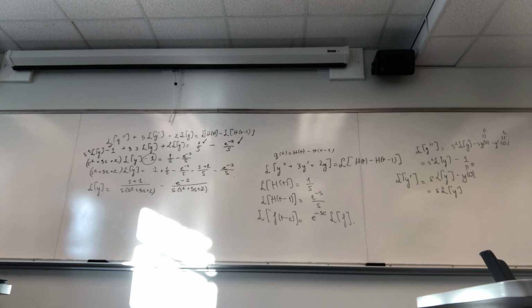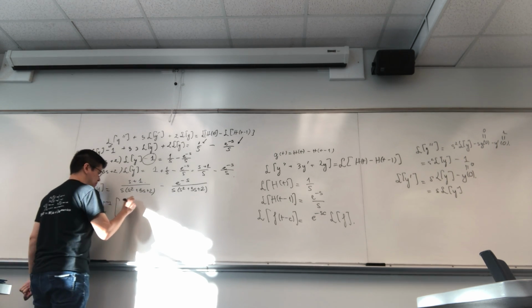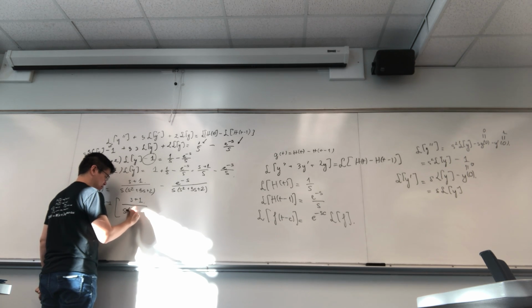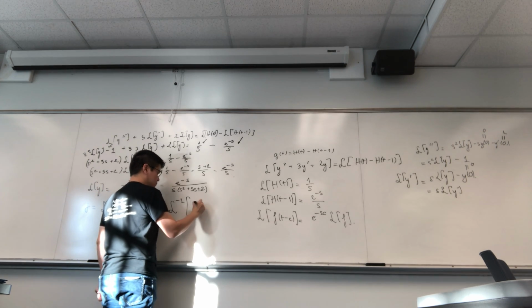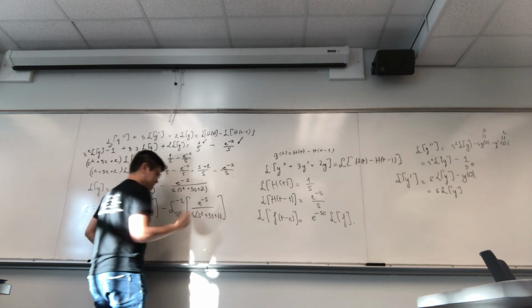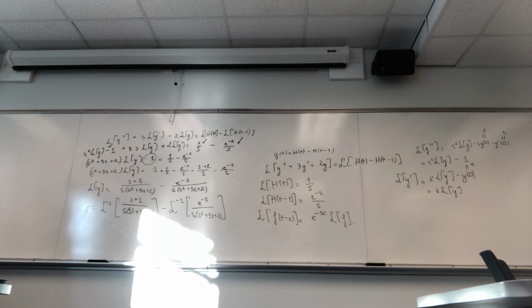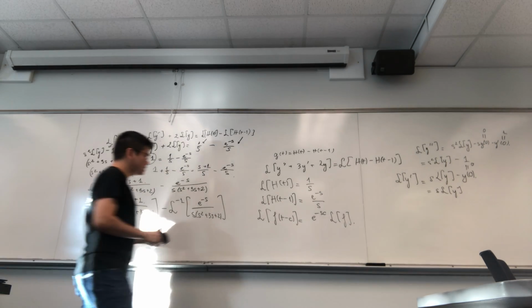Take the inverse Laplace transform of both sides. So y will be the inverse Laplace transform of s plus 1 over s squared plus 3s plus 2, minus the inverse Laplace transform of e to the power minus s over s squared plus 3s plus 2. Right? And what should I do next? Can we factor the s squared plus 3s plus 2 terms so we can use partial fractions to solve the inverse Laplace transforms?